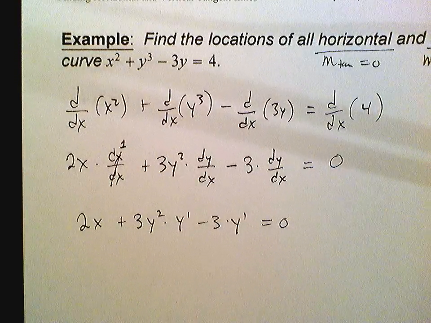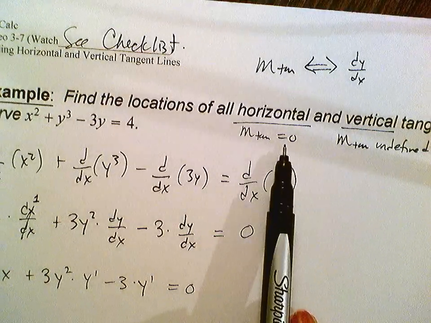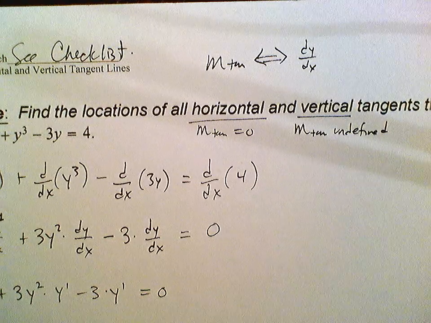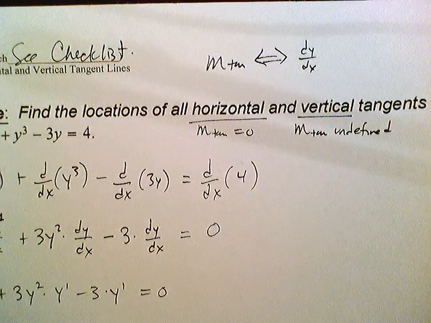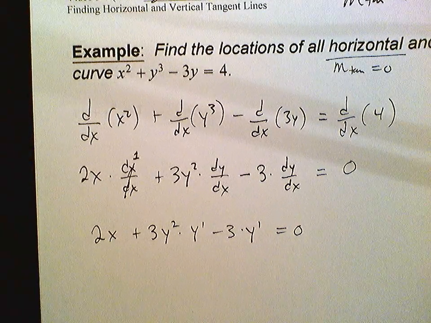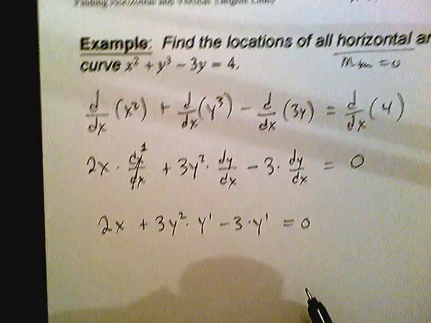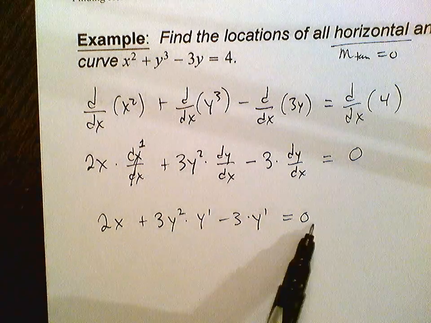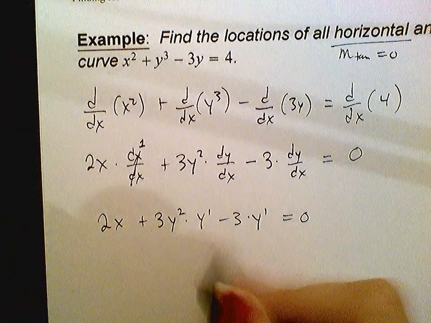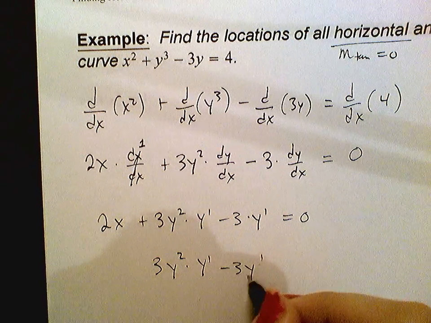And then I gotta get y prime by itself because I'm looking for where the derivative is 0 for the horizontal tangent and undefined for the vertical tangent. So the slope of the tangent line is the derivative, okay? By getting y prime by itself, I will have an equation that will give me the slope of the tangent line at any point that I want. So I'm going to subtract 2x from both sides, and at the same time, I'm going to factor out, let me not do that. I'll go slower. You could do this in one step if you want.